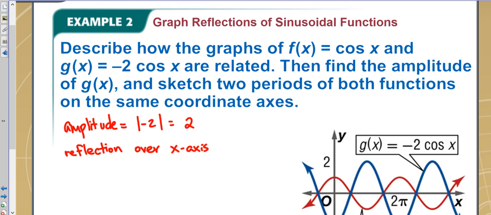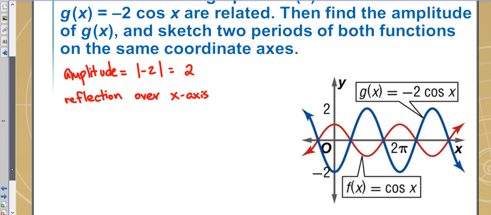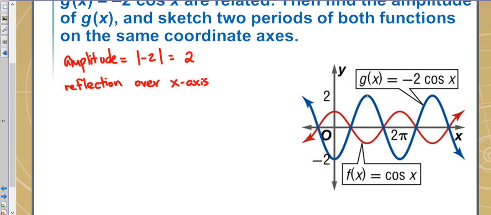Let's check the picture. As you can see here, when the blue is at its highest, the red is at its lowest. When the red's at its highest, the blue is at its lowest. So yes, they are reflections of one another, but this one is also vertically stretched. Notice how its highest point is at 2, its lowest point is at negative 2. This one would have the highest value of 1 and the lowest value of negative 1.